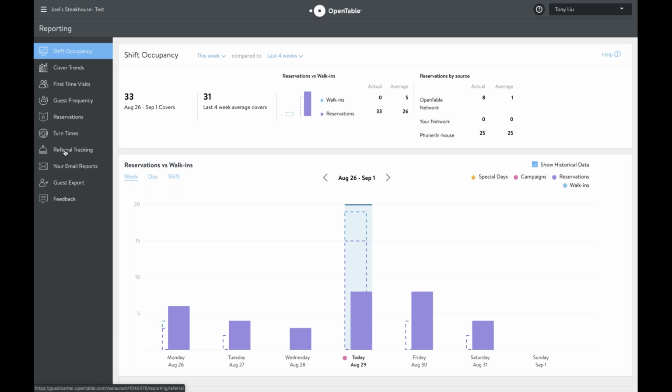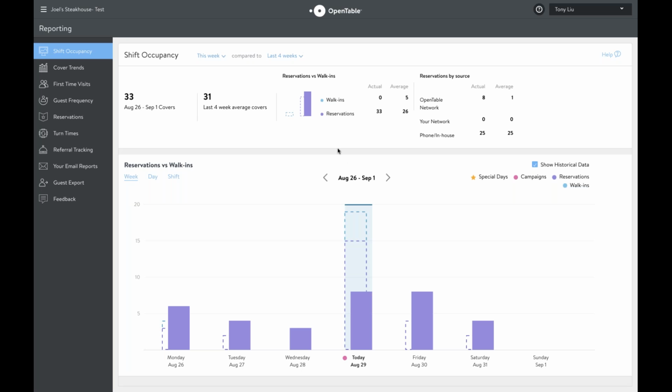All right, first things first, shift occupancy. What does this reporting do? It's a really great way for a restaurant to analyze reservations and walk-in data for a day, a week, or a shift, and compare that to the last 4 weeks or even the last year, which I actually like the best. My favorite is comparing it to last year. It's really great for forward-looking shifts and recently completed shifts.